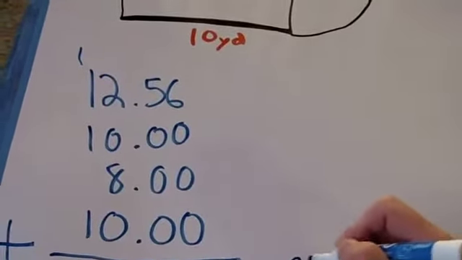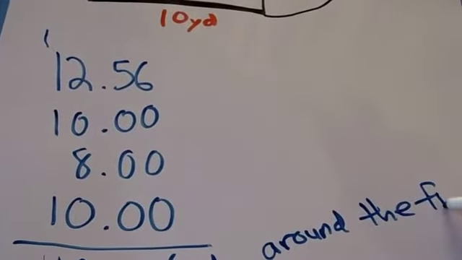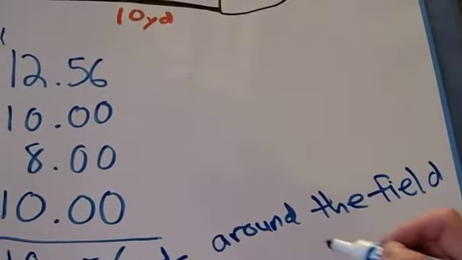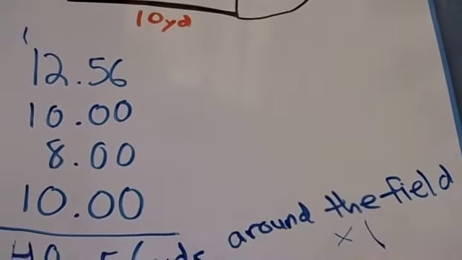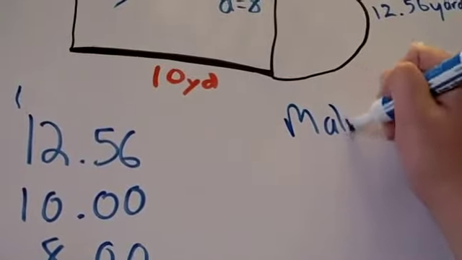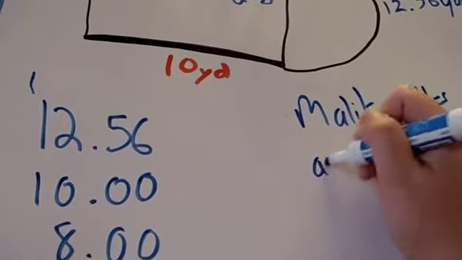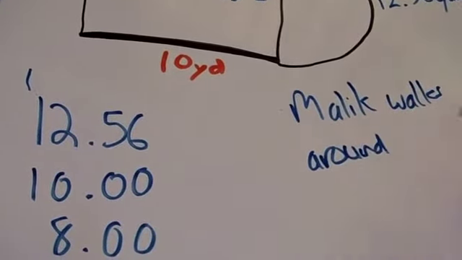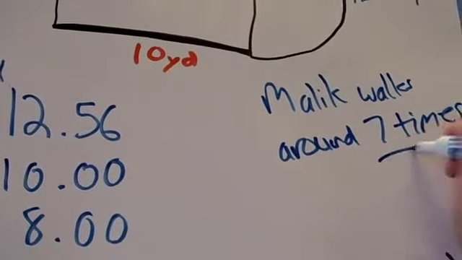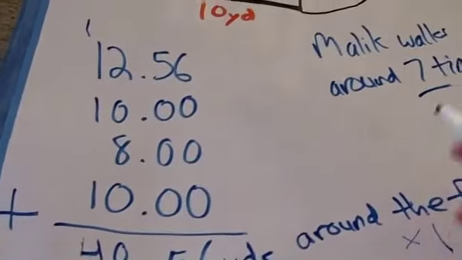Now you're not done yet, because remember, the problem stated that Malik walked around the field 7 times, and it asked for the total distance he walked. So what do you guys think you should do for your final answer? If you multiplied 7 times 40.56, you're on the right path.